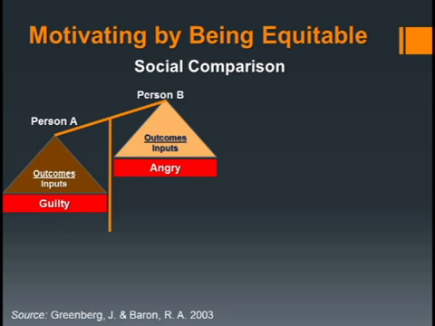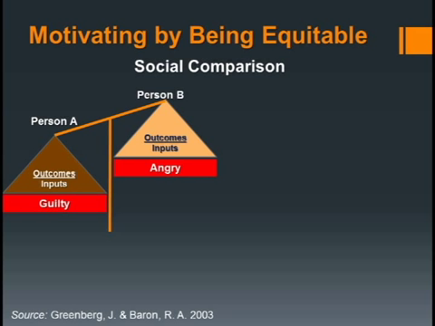When person A's outcomes and inputs are greater than person B's, overpayment inequity occurs for person A. Overpayment inequity is the condition resulting in feelings of guilt, in which the ratio of one's outcomes to inputs is more than the corresponding ratio of another person, with whom that person compares himself or herself.